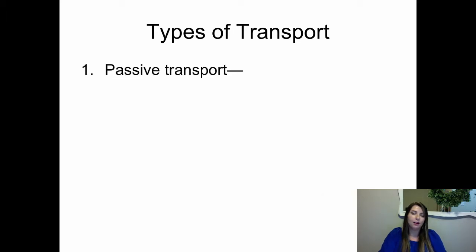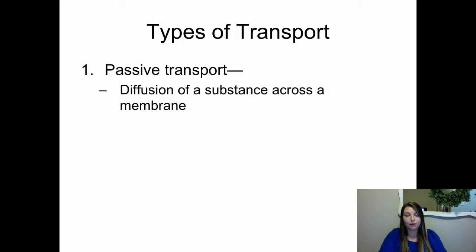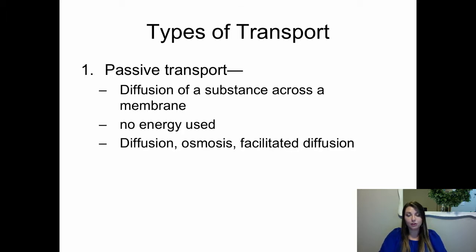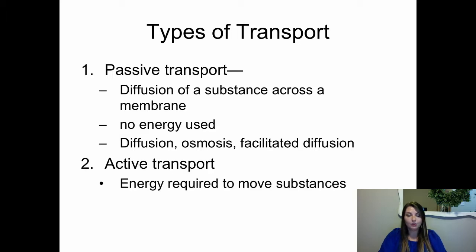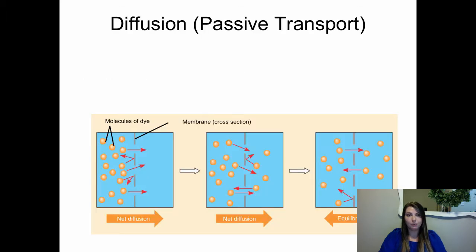Okay, so we have a couple of different types of transport. We have passive transport, and passive means that there's no energy required. So this is the diffusion of a substance across a membrane. Again, no energy is used, and we have a couple of different types: diffusion, osmosis, and facilitated diffusion. Then we have active transport, and for active transport, just think if something is active, then you're using energy. So energy is required to move these substances across the cell membrane.